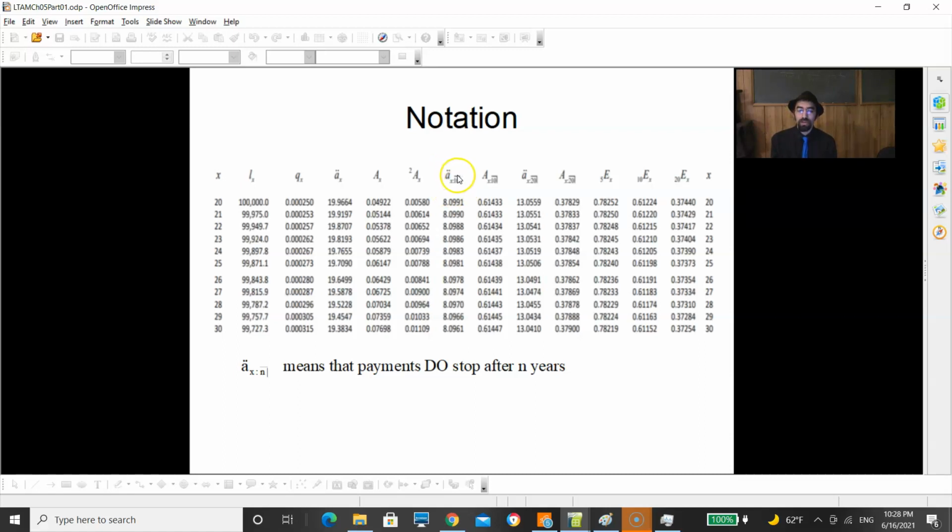A double dot x colon angle 10 is going to be worth less than a double dot x colon angle 20 because there are an additional n possible payments that are included in here that aren't included in here.